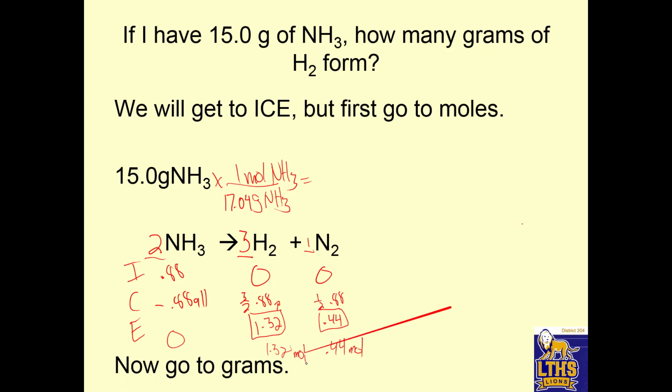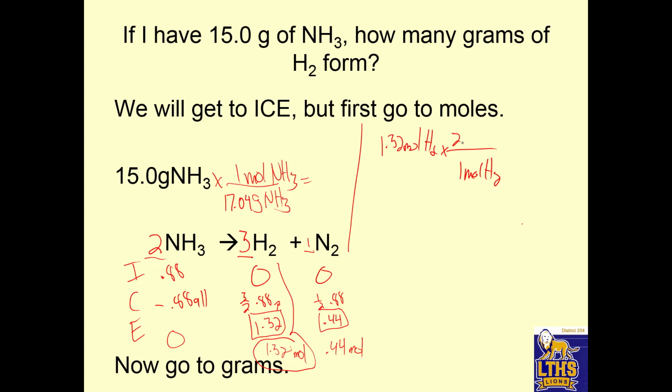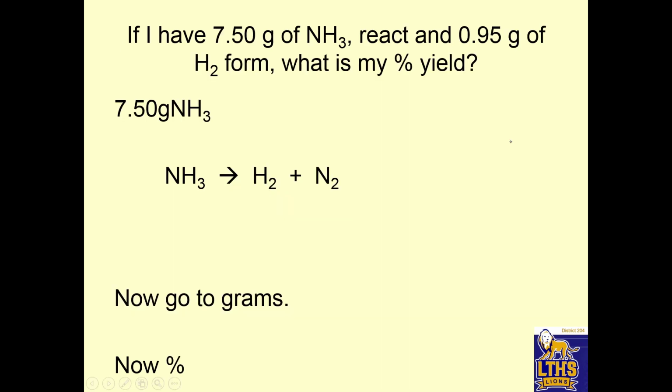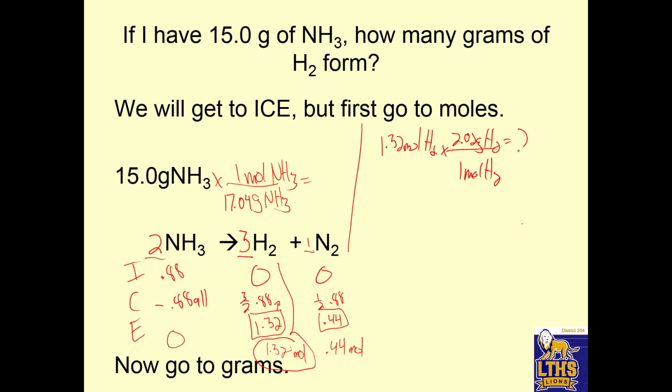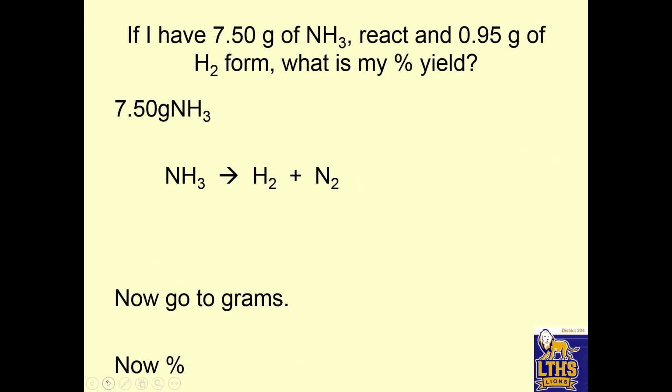And now I'm in moles, right? If I have 15 grams, how many grams of hydrogen will form? So now I'm going to have to go to grams. So I have 1.32 moles of hydrogen. So I'm going to do 1.32 moles of H2 times dividing bar, 1 mole of H2, and 2.02 grams of H2, which I got from going to the periodic table. And I do that math, and I wonder why my screen changed. And I got 2.67 grams of H2. Okay? Makes sense? Oh, yes, makes lots of sense.